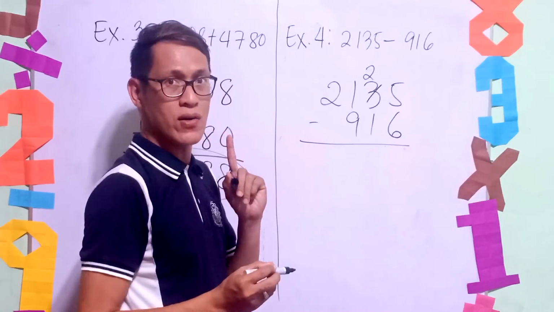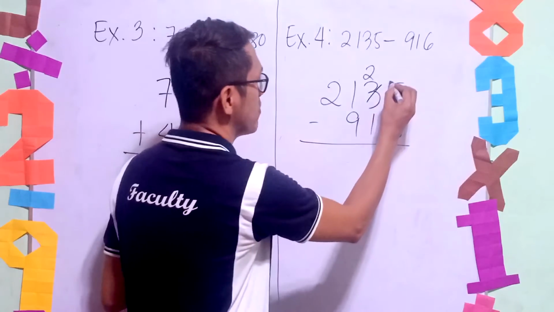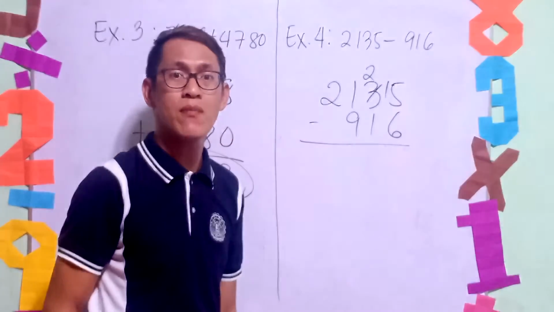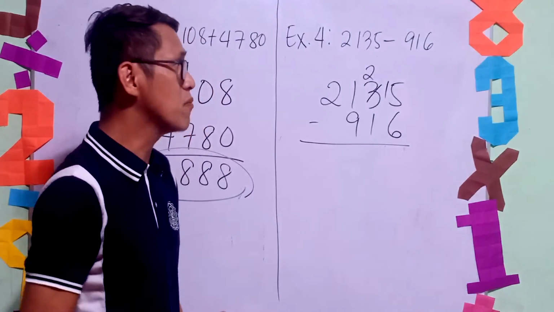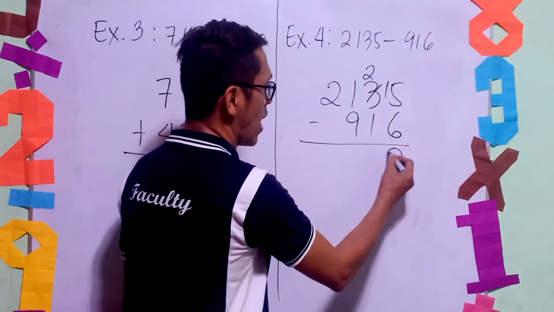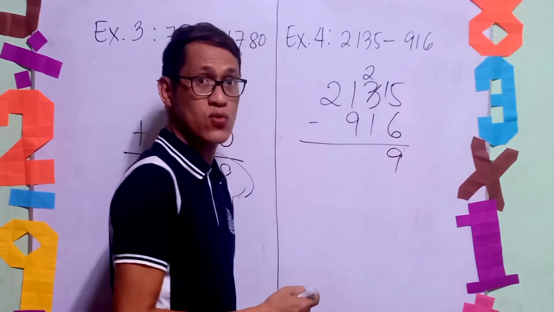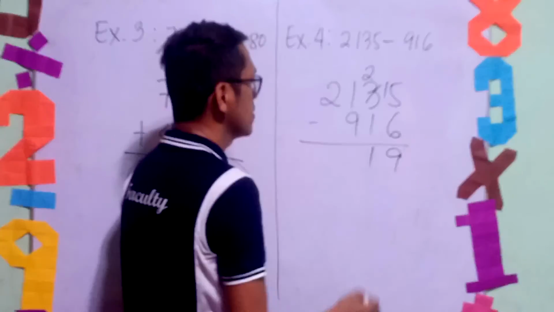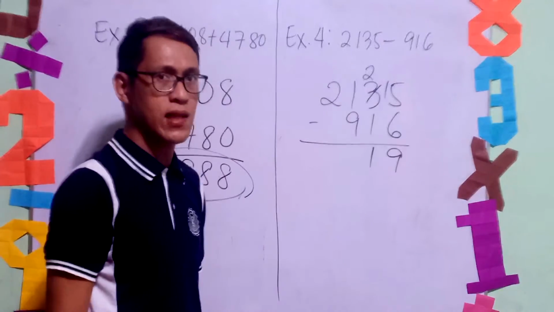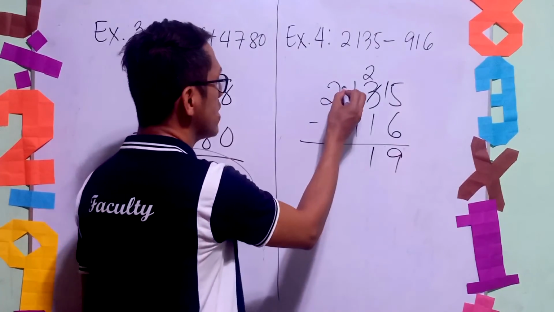The one that you borrowed, where will you place it? Yes, here, beside 5. So 5 becomes 15. What's 15 minus 6? Yes, it's 9. Then 2 minus 1, that's 1, correct? But 1 minus 9 cannot. So you have to borrow again 1 here.